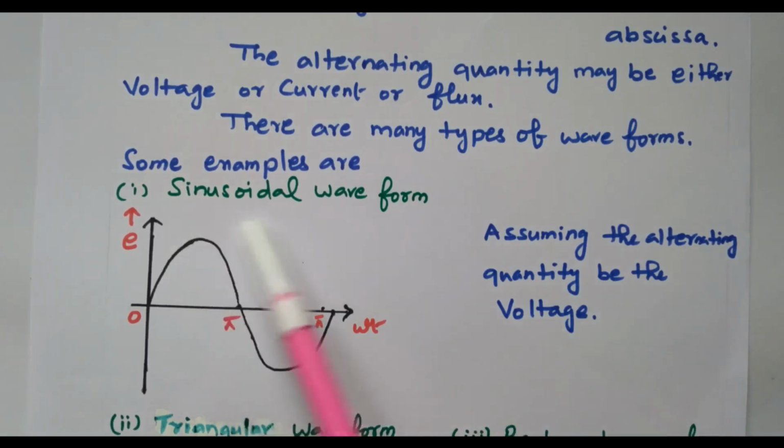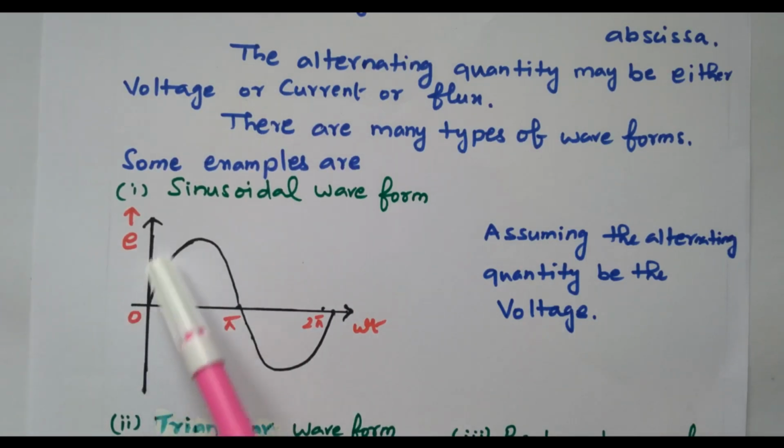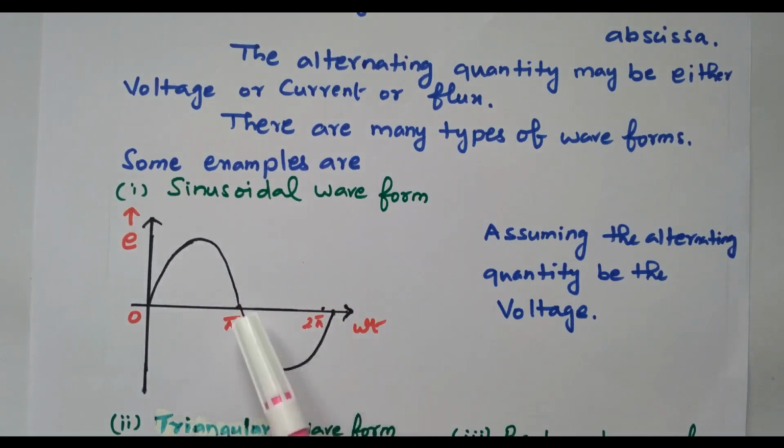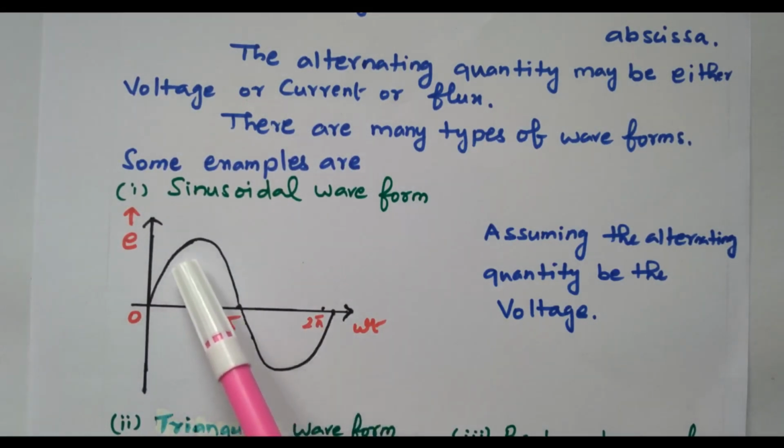First we will see the sinusoidal waveform, the sine waveform. This is a graph drawn between time and voltage. You see that from 0 to pi the voltage is positive. From pi to 2 pi the voltage is negative. So we have a positive cycle and a negative cycle, alternately. The voltage alternates between positive and negative.